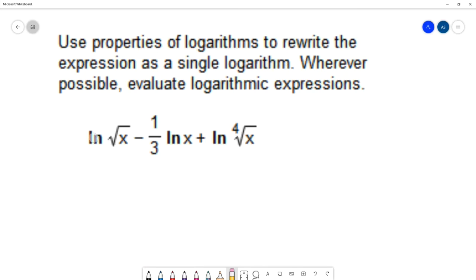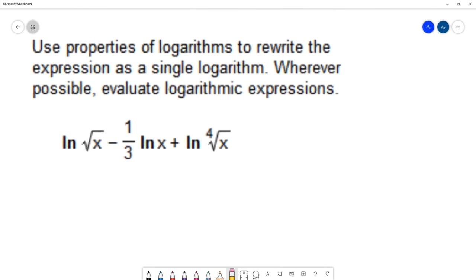What we notice here is that all of the logs have the same base. These are all natural log, which are all base e. So they need to have the same base for you to be able to use the properties that we're going to use. So we're going to use the product rule and the quotient rule. And with the product rule and the quotient rule, these are going to allow us to condense these logs down to a single log. So let's take a look.